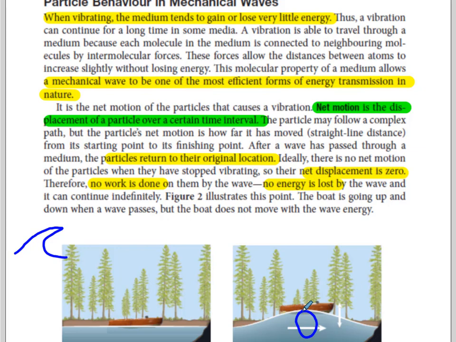Okay, so if the net motion of a particle for these mechanical waves is essentially zero, if it just goes in a little circle, so it comes back to where it starts, then if you think of our work equation with force times displacement, if the displacement's zero, then no work is done. So by returning to the original location, we've essentially stated that there's no energy loss. Okay, so that's a really big idea for what we're going to talk about today.